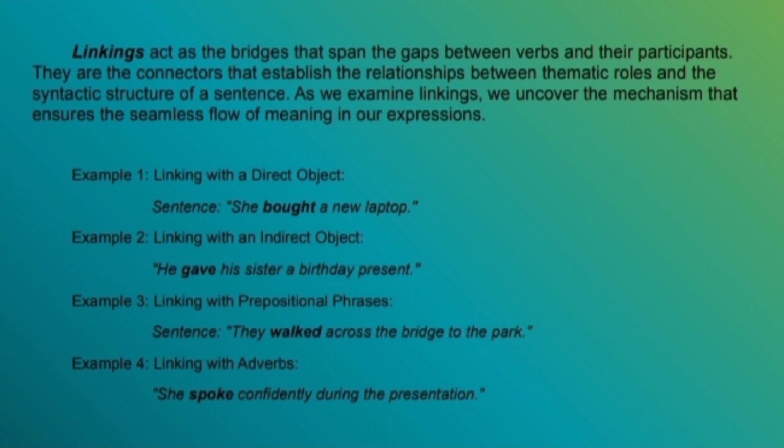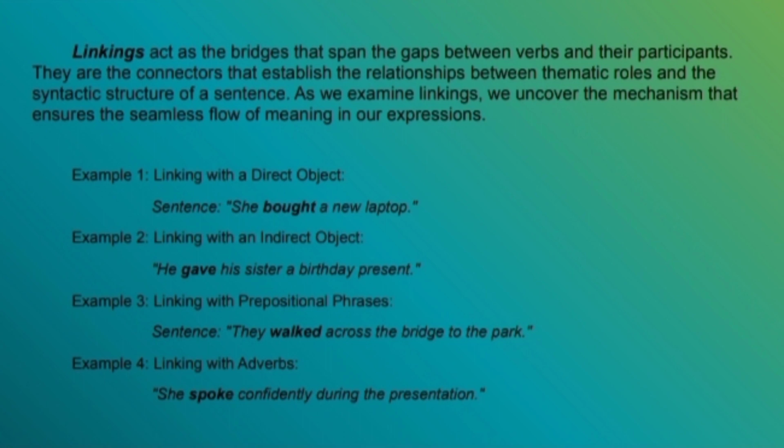direct object. And for example 2, linking with an indirect object, example sentence, he gave his sister a birthday present. So the verb gave serves as the link between the subject he and both the indirect object, his sister, and the direct object, a birthday present. The linking function here involves the act of giving, connecting the giver, the recipient, and the gift.